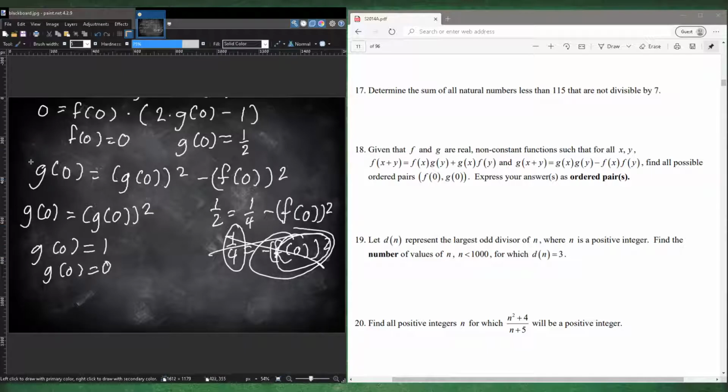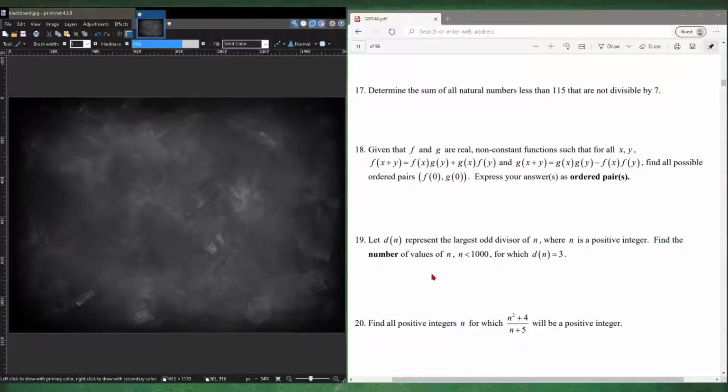So the only possibility is if f of 0 equals 0 and our g of 0 equals 1, or if f of 0 is 0 and our g of 0 is 0. So these are the only two possible coordinates that work: (0, 1) and (0, 0).